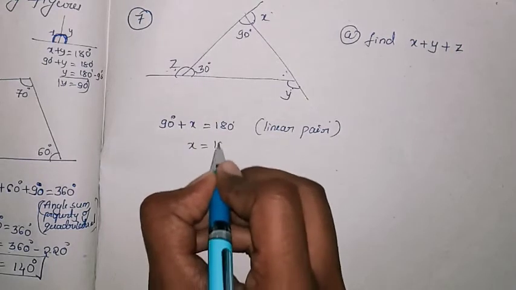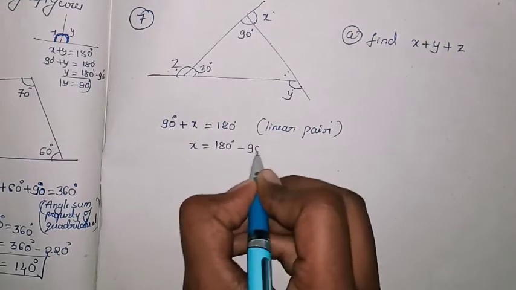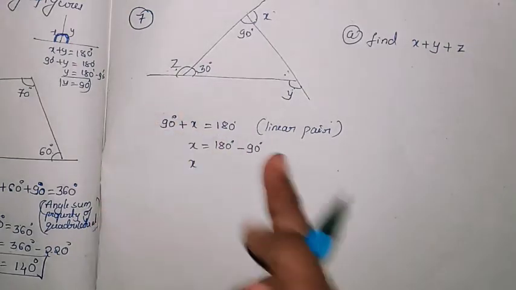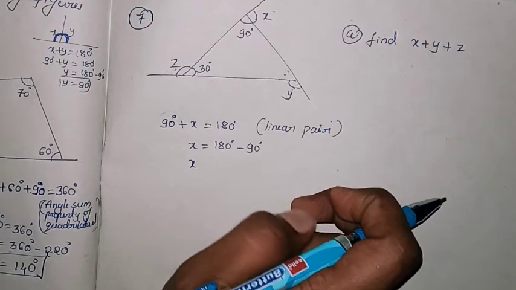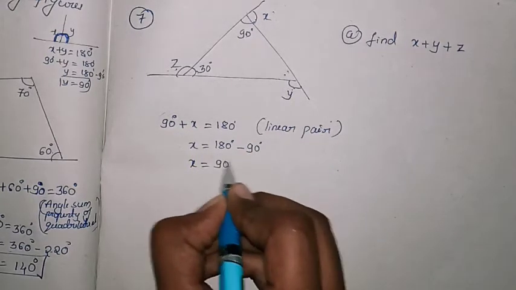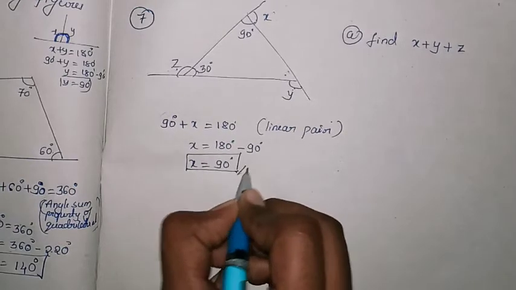So x is equal to 180 degrees minus 90. Why did it come as minus 90? As it is positive, if it goes to the right-hand side it will become negative. 180 minus 90 degrees, so x will be 90 degrees. So we got the x value.